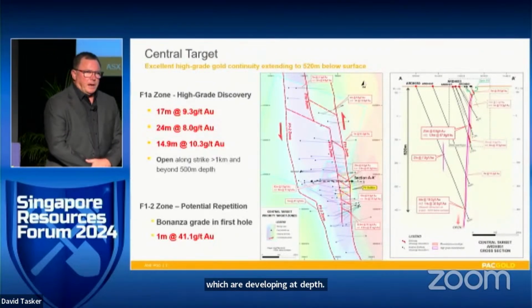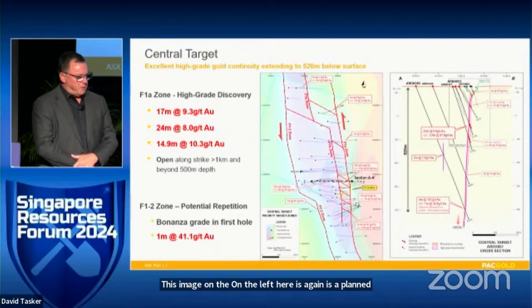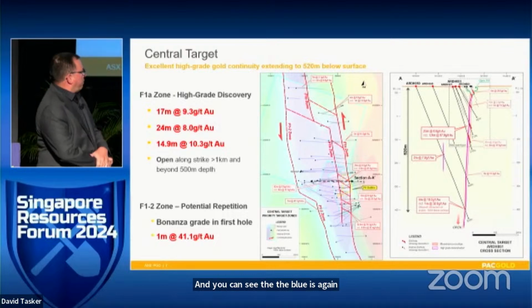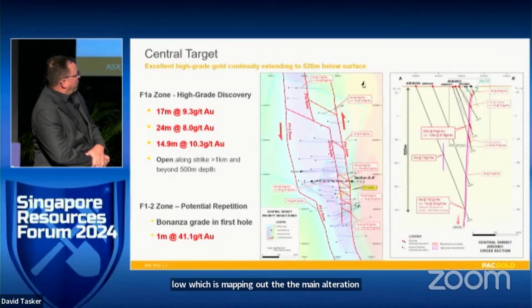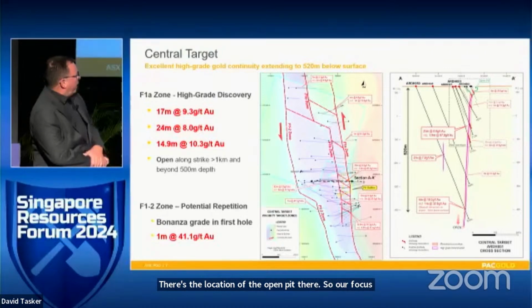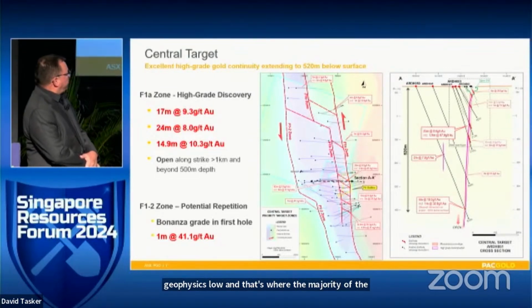This image on the left here is a plan image through the main central target area. You can see the blue is again that resistivity low, which is mapping out the main alteration zone. There's the location of the open pit there. So our focus has been on the eastern margin of that resistivity geophysics low, and that's where the majority of the high-grade intersections have been made to date.